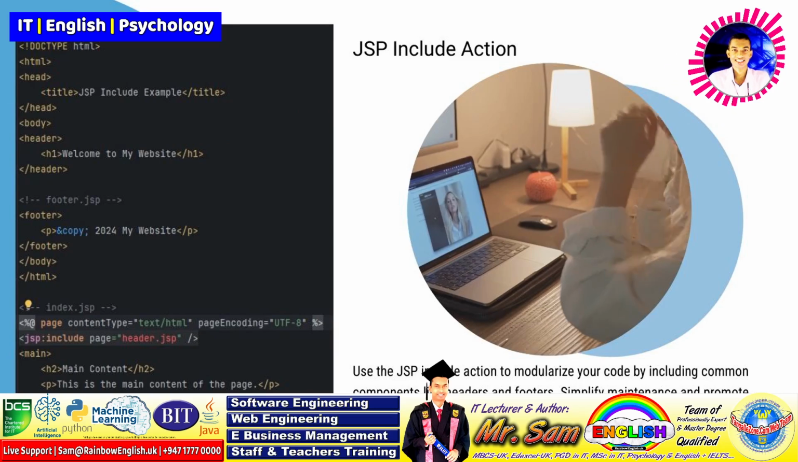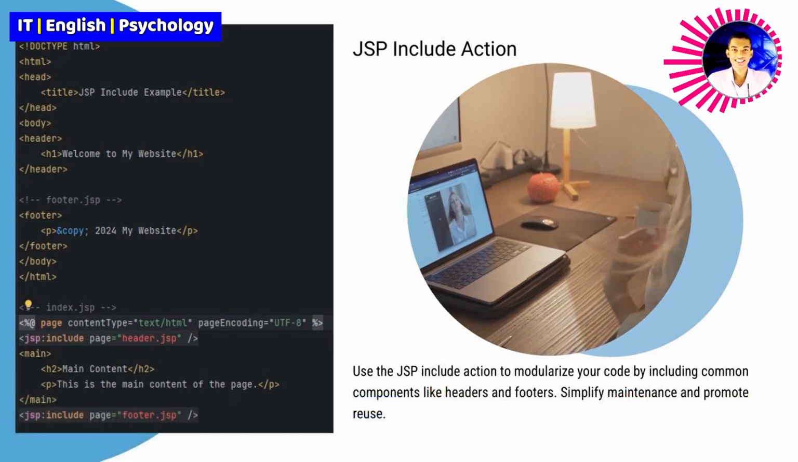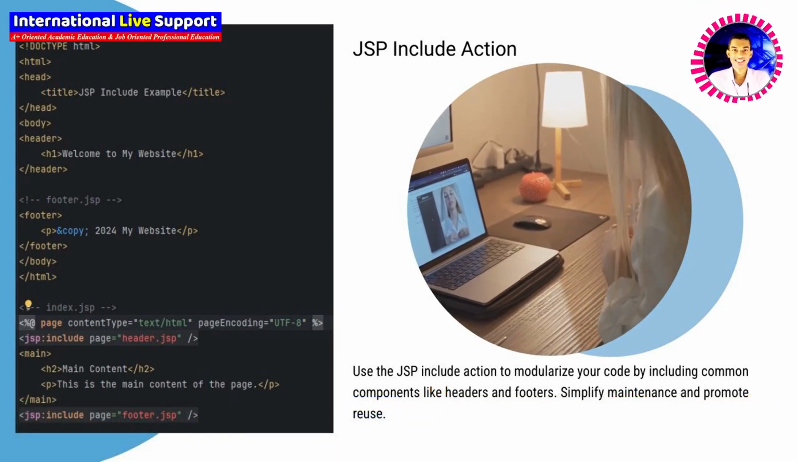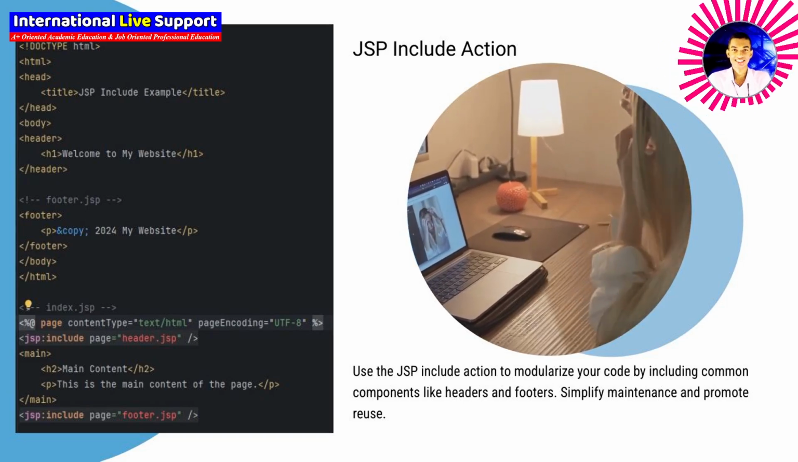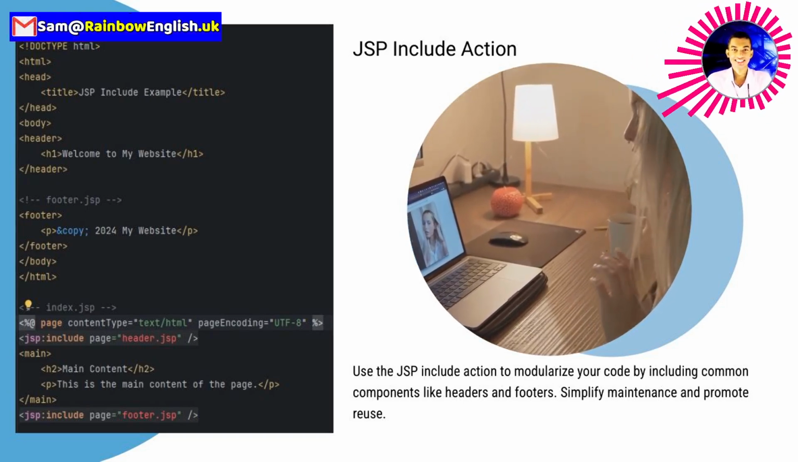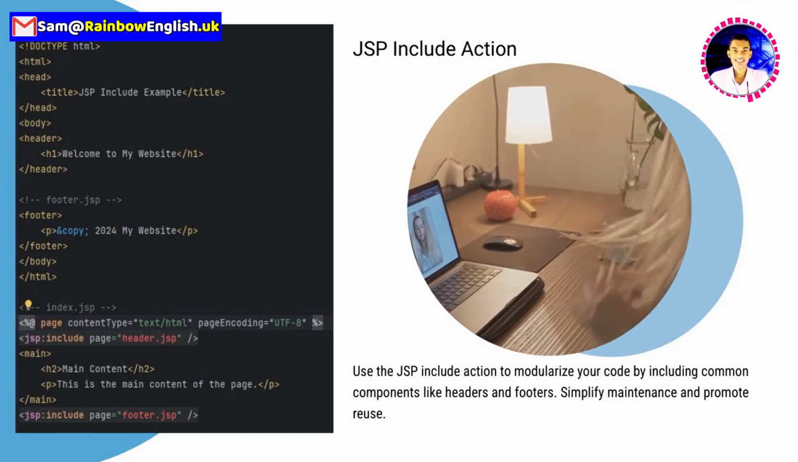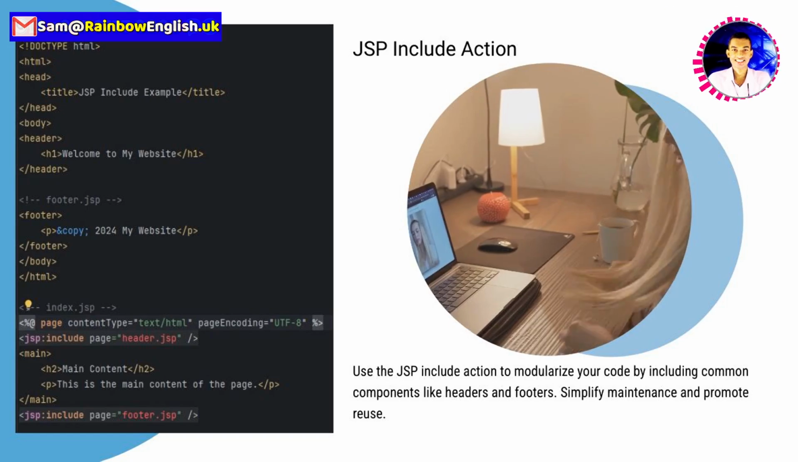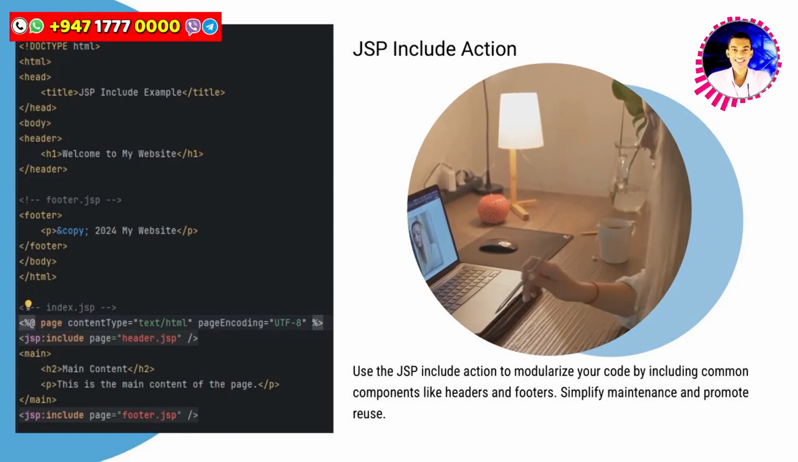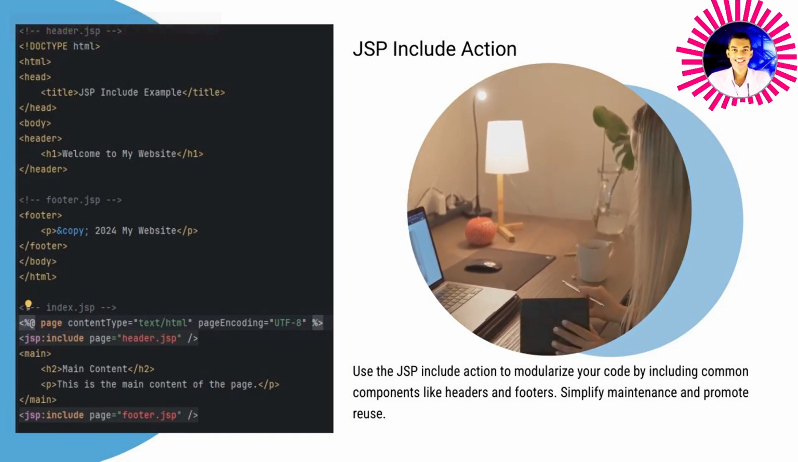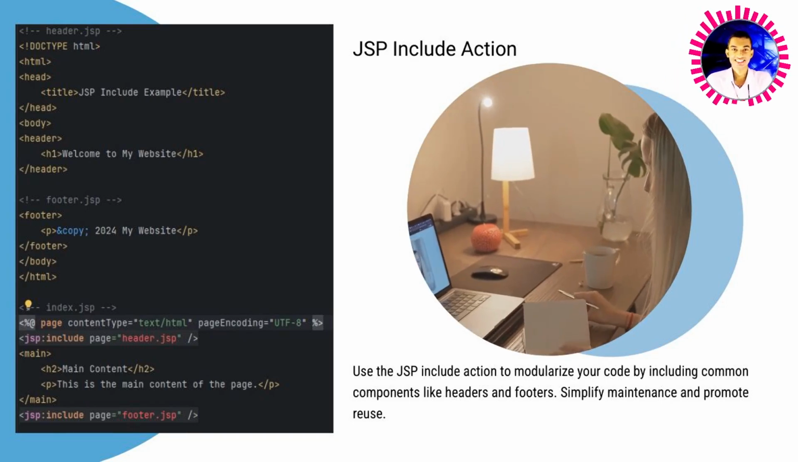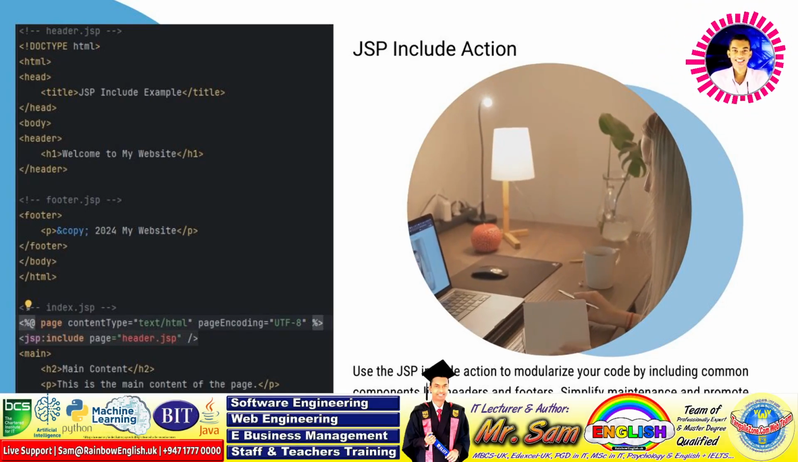The JSP include action is used to include the content of one JSP page or static resource into another JSP page at request time. This allows you to modularize your JSP code by separating common components, such as headers, footers, or navigation bars, into separate files. The include action is performed using the <jsp:include> tag, which takes a page attribute specifying the relative URL of the resource to include. This approach promotes code reuse and simplifies maintenance.